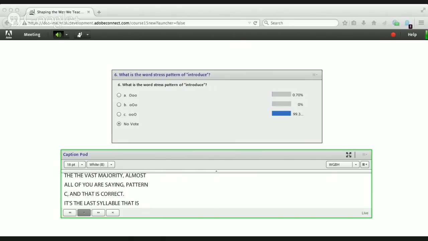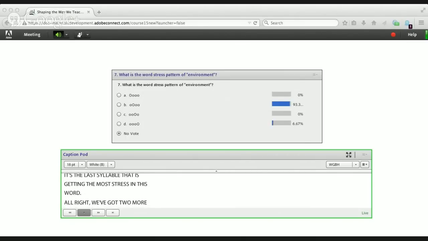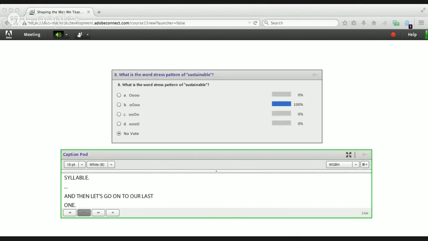All right, we've got 2 more for you. Number 7, getting a little bit longer, a 4-syllable word, environment. Da-da-da-da. Environment. And we have almost 100% at B, and that's correct. It's the 2nd syllable. And then let's go on to our last one. Perfect. Sustainable. Da-da-da-da. Same as environment.